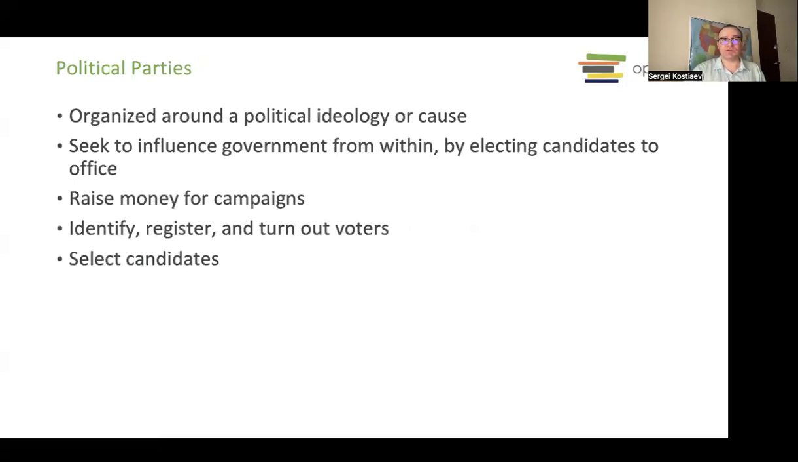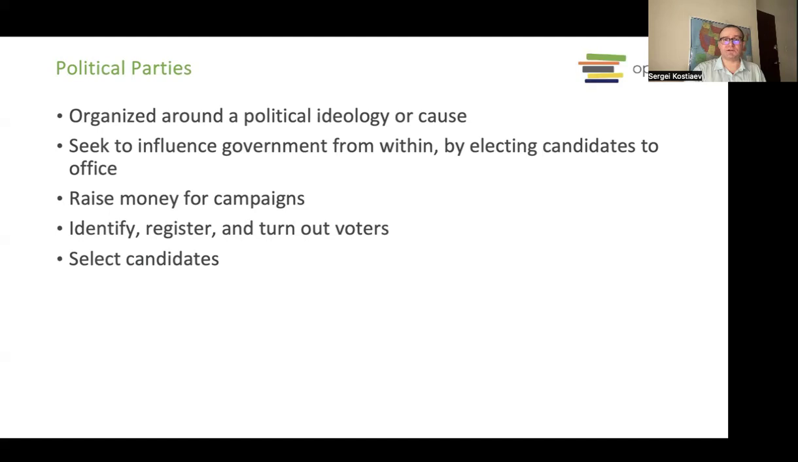Difference, once again, between interest groups and political parties. Political parties want to be government. They want to get elected and actually control government. And in many cases, they do have ideology. So they raise money for campaigns. They try to register and make sure voters show up. And they participate in selecting candidates for running for office.